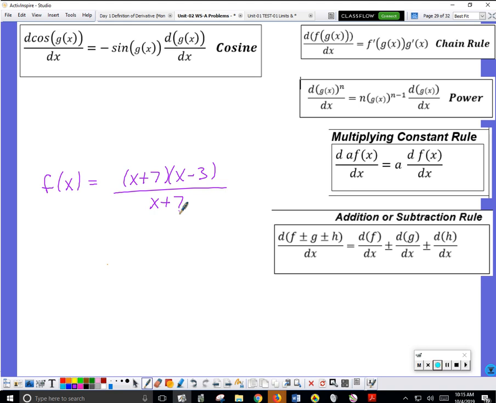This class is about being very precise. "Plussing" is not a reason, okay? Points for everybody. Is this numerator factored? Hands up.